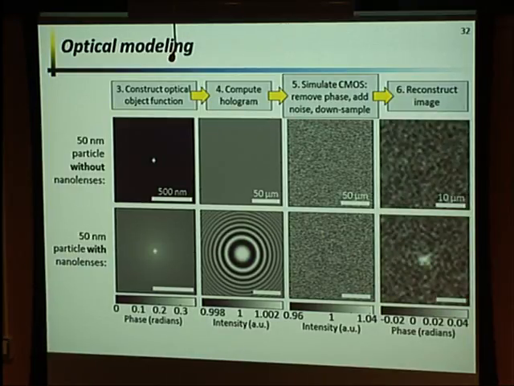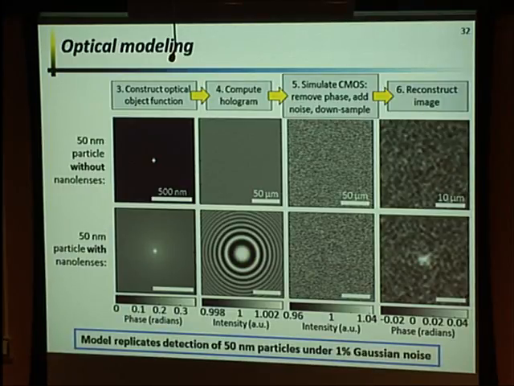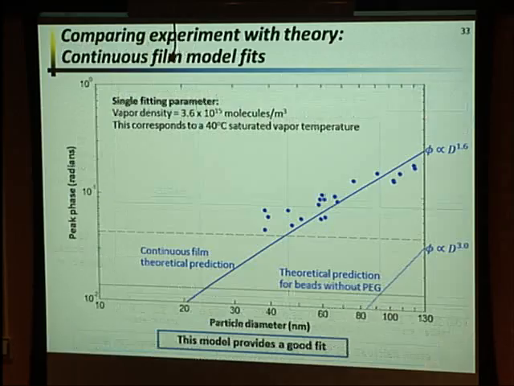Once you simulate the reconstruction procedure, it actually becomes much clearer. And you can actually see a very clear, strong signal, in this case, from this 50 nanometer particle. Whereas here, you don't see any strong signal. You just see noise. And so this is a long, involved model. We started out with that nanophotonic modeling part, and then we sent it to this optical model. But it fairly accurately replicates the detection of 50 nanometer particles under 1% Gaussian noise.